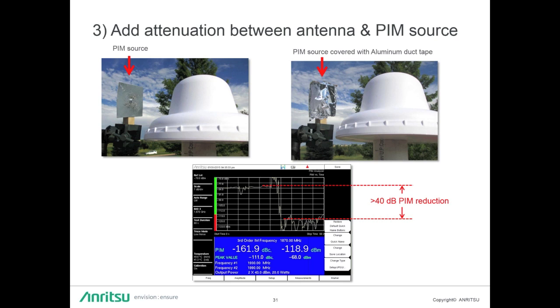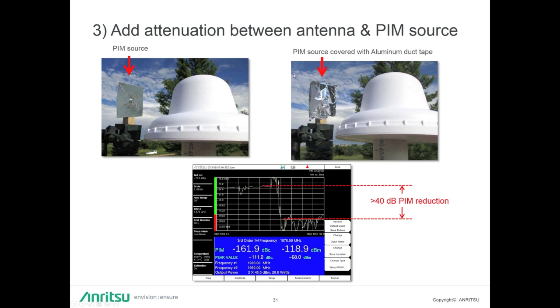Another option is to add attenuation between the antenna and the PIM source. Now, I've played with some very expensive materials from different anechoic chamber manufacturers that do a fine job of attenuating the signal. But some simple things can work too.